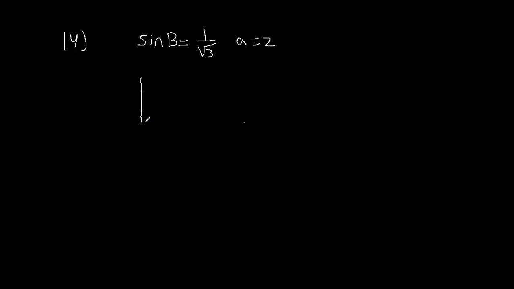So again, just to sort of recap what this looks like, right? We have a triangle like this with a right angle, and then we have side C, side A, and side B, and the opposite angles of B and A, right? And so what we're told here is that the sine of B is 1 over root 3.